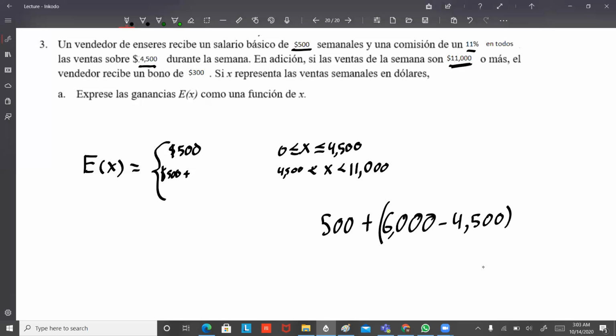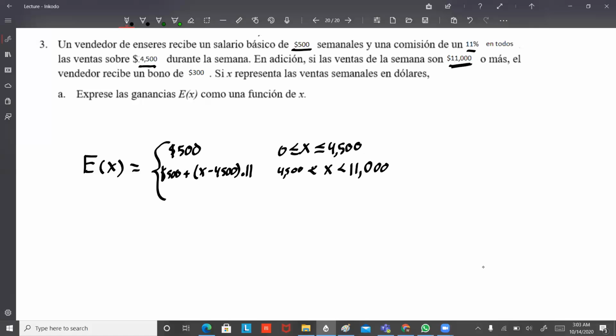So you're going to get commission on the difference between these two, which is going to be the 11%, which is 0.11. So for the general form, we're just going to have the amount that you sold minus the 4,500 times the 11%. So that's going to be our formula.